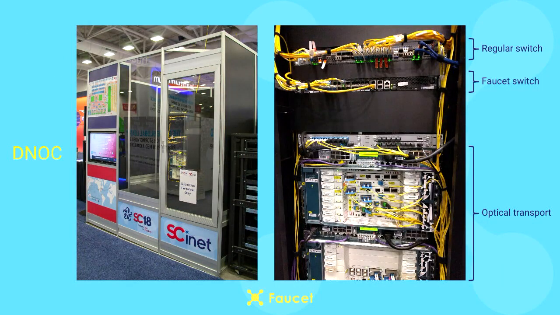So this is what a DNOC looks like. It's like a little mini booth, all behind Perspex wall. And then that's the rack that's inside of it. At the top is the regular SCinet switch. Then we'd have a Faucet switch in each DNOC. And then there's the optical transport layer at the bottom, which is some pretty serious gear. And then there'll be aerial fibers in from the NOC, and then ground fibers to each booth.